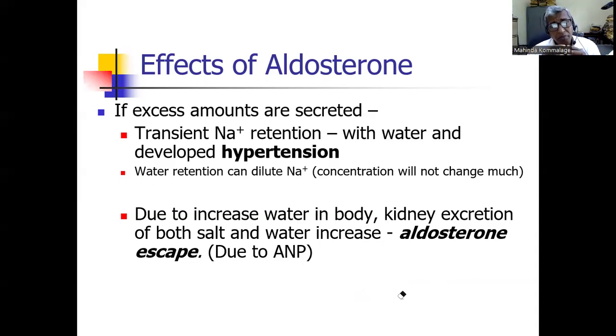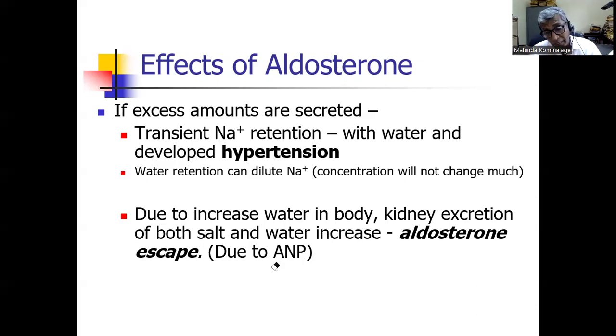Some other concept: when sodium level increases, water retention will occur. With the water retention, some other mechanism will activate to increase water excretion from the kidney, right? So you will learn it later. There is some other hormone called ANP and so on. So water excretion will increase. And with the water excretion, something called aldosterone escape will occur.